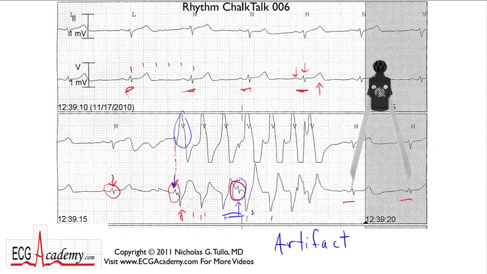It just can't happen. So keep this in mind when you read the strips, because I promise I'm going to show you more of these artifactual strips. But this is a great lesson to be learned, and I hope you keep this in mind, that not everything on paper may be real, and you have to recognize that there are limitations in the technology that we're using.